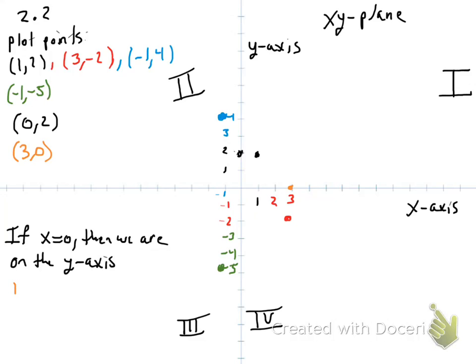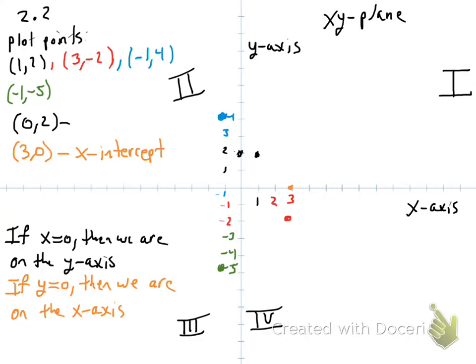If we try something like 3, 0, notice that the y-coordinate is 0. So that means we go to the right 3 and we don't go up or down, so we're on the x-axis. So if the y is equal to 0, then we are on the x-axis. And if you're on the x-axis, you're an x-intercept. If you're on the y-axis, you're called a y-intercept. So just a little bit of an overview here.